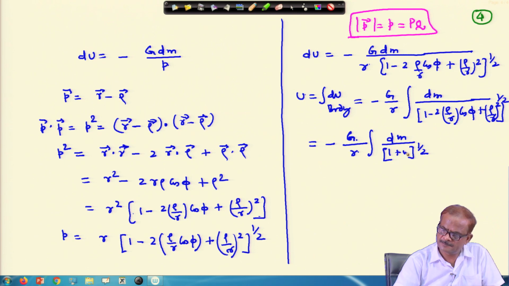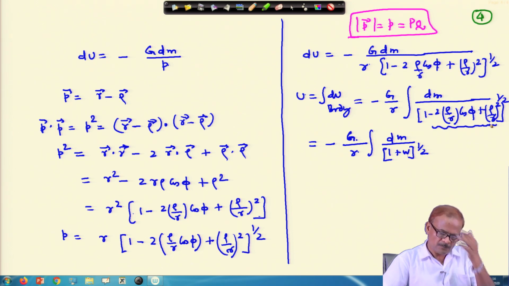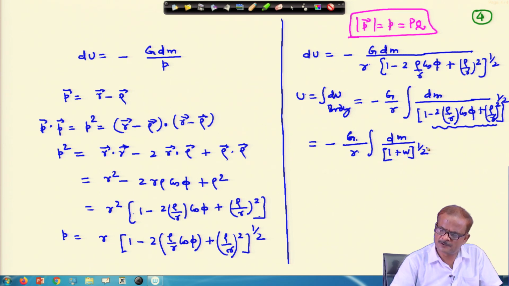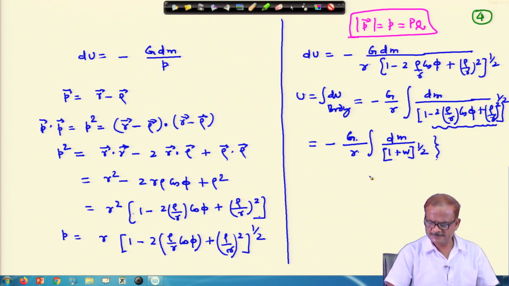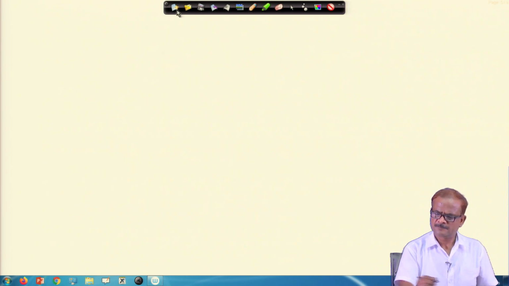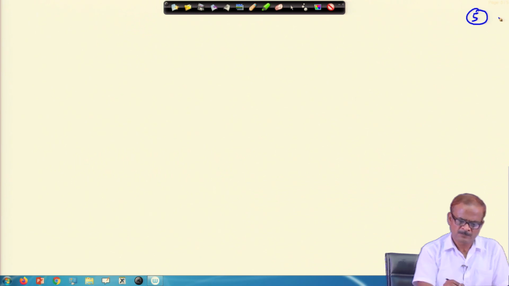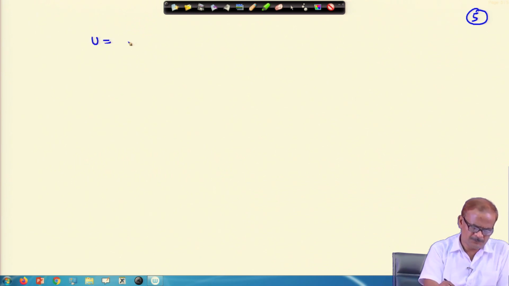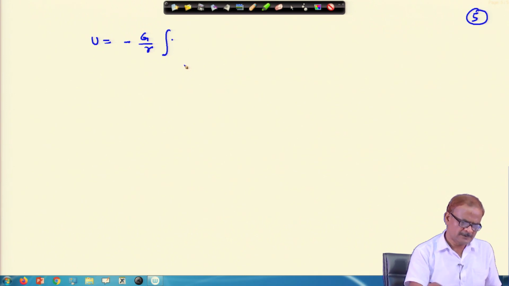Let us say we write here W, where W is nothing but the quantity from this place to this place. And this expression has got a standard representation in mathematics, but we will do it by expanding here rather than just going to that first. Still let us write this, then u becomes minus g by r, it can be represented as... Okay. And what is dm?